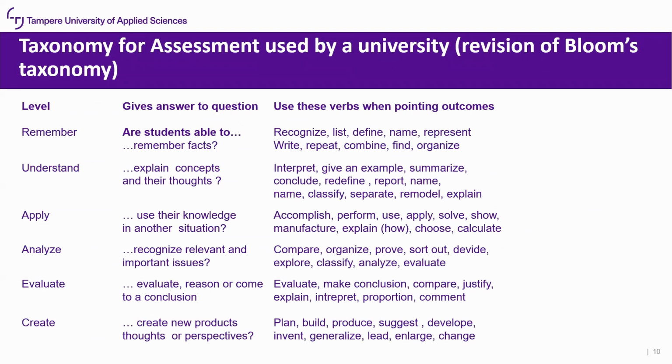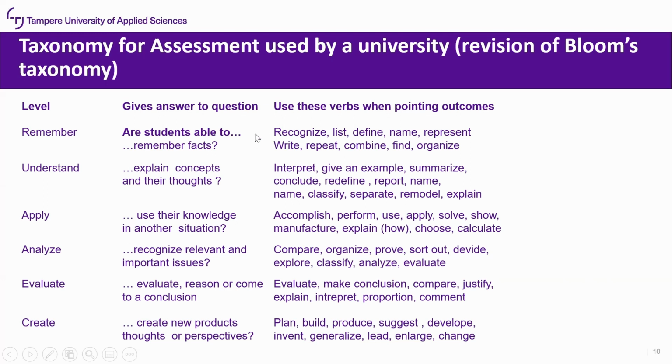This is one example, a revision of Bloom's taxonomy used by a Finnish university. First, there are 6 levels of competence. The lowest level is described by the word remember, and the second, to understand, is more demanding. Then to apply is more demanding, and analyze, evaluate, and the highest level of competence is to create. When it's a question of just remembering, it answers the question: are students able to remember facts?